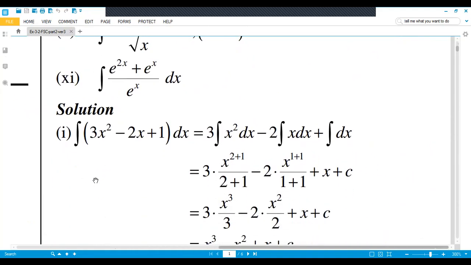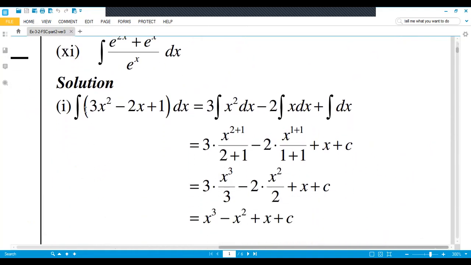If you look at the first part, what is given is the integral of 3x square minus 2x plus 1 dx. I told you if something is in the coefficients, you write it outside the integral sign, and it will come as it is, no change, x square dx, and here again minus 2 will come outside the integral, x dx, and plus 1, for 1 you write 1 here, dx.